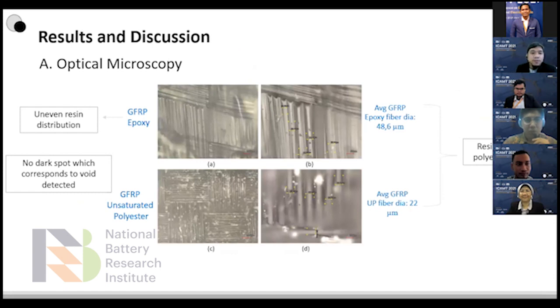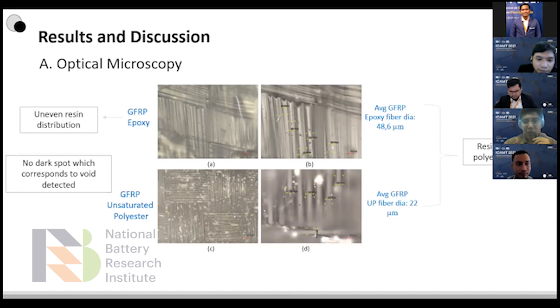From the optical microscopy, we see the result for the glass fiber reinforced polymer based on epoxy resin, with an average fiber diameter of around 48.6 micrometers, and it was found that the resin distribution was relatively uneven. However, for the glass fiber reinforced polymer using unsaturated polyester, we found no dark spots, which correspond to relatively small voids detected. In this case, the average fiber diameter is 22 micrometers.